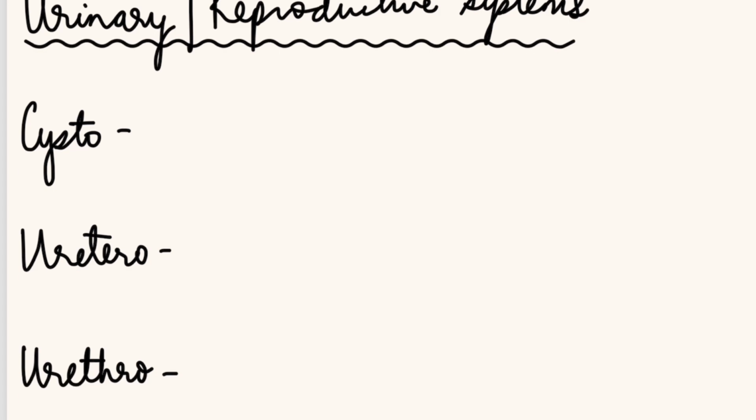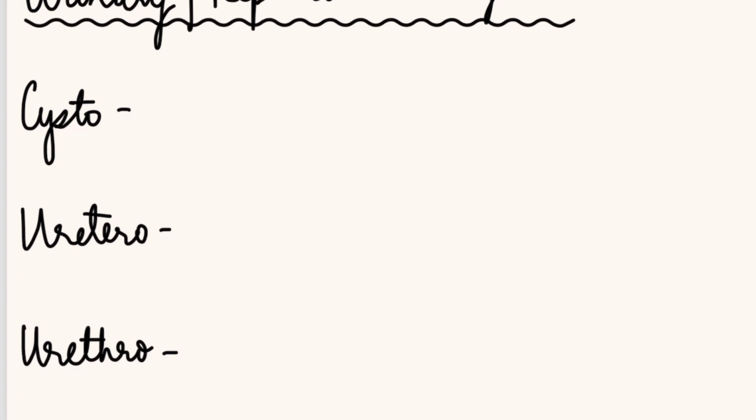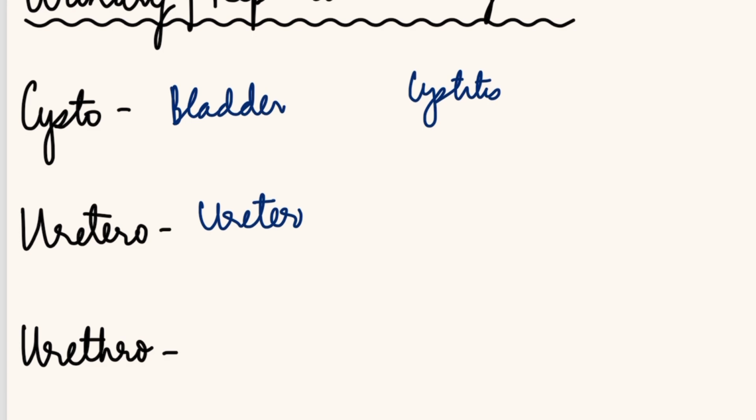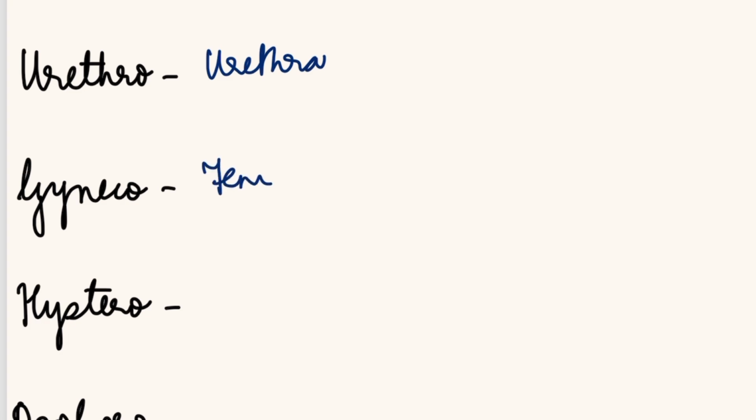Now coming to urinary and reproductive systems. First word is cysto. So cysto is bladder. So cystitis. What does cystitis mean? It is a clinical condition wherein the bladder is inflamed. Uretero refers to ureter. Then urethro is urethra. Gyneco. So gyne means female or women. Then hystero is uterus. So we do hysteroscopy, we do hysterectomy.